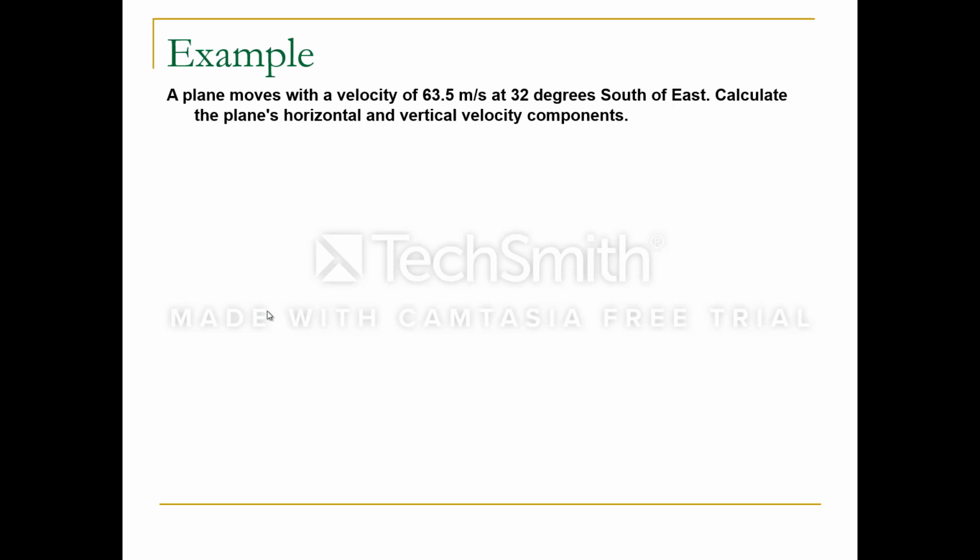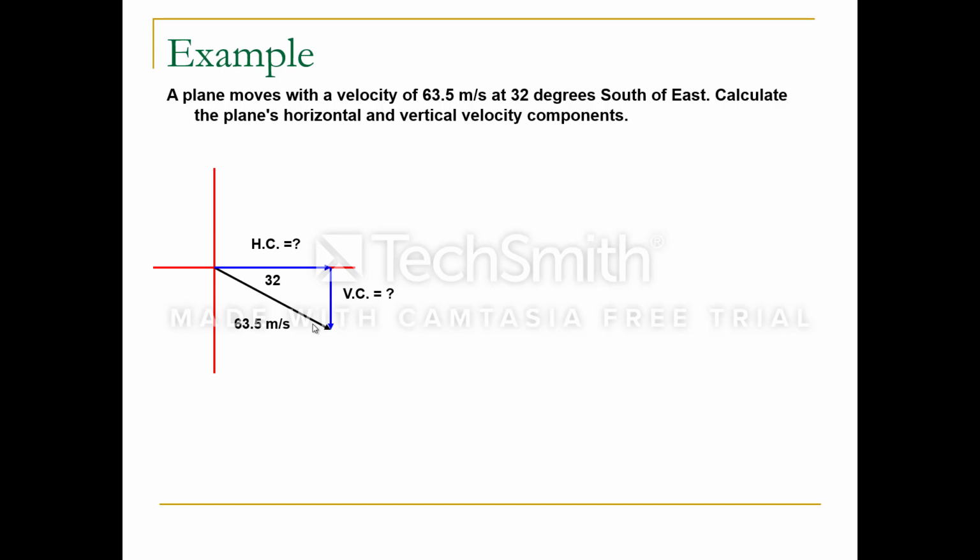All right, so now we have a plane that moves with a velocity of 63.5 meters per second at 32 degrees south of east. Calculate the plane's horizontal and vertical velocity components. Again, draw a picture. South of east, that's why this is important when you look at it. Since it says south of east, your angle is touching the east axis and you're below it, and the value is 63.5. So I'm going to find my horizontal and my vertical components.